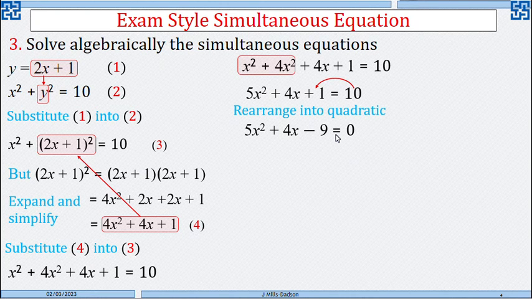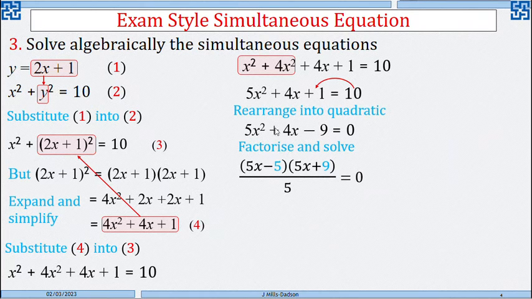Then use whichever method is convenient to you to solve this equation. I'm using the factorizing method because it's possible. Factors of negative 45 that add up to 4 are negative 5 and 9. In case you are not sure of how to do factorizing, if you check my videos on factorizing, I've explained different versions and different methods of factorizing expressions.